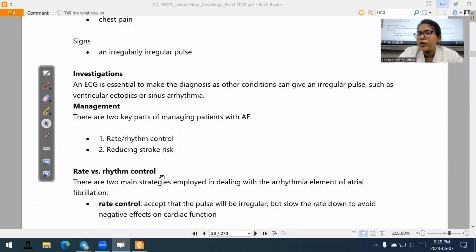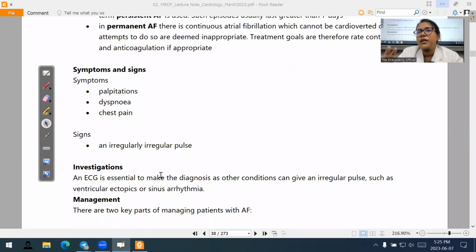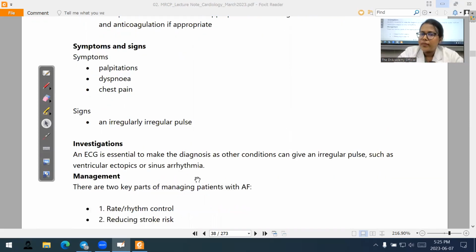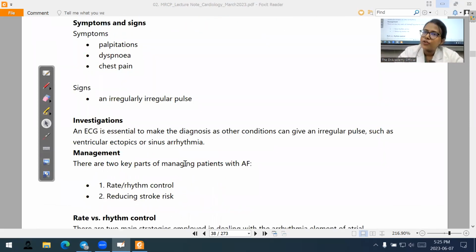So management is, what's the single most important complication related to atrial fibrillation? Emboli, exactly, thromboembolism. From atrial fibrillation, stroke or transient ischemic attack can happen. All right, that's fine. So our management will be divided into control the rate, control the rhythm, and prevent the risk. That's our main goal of treatment.